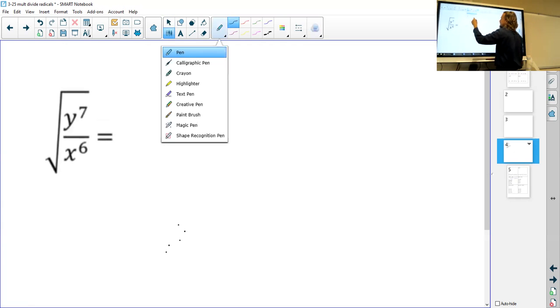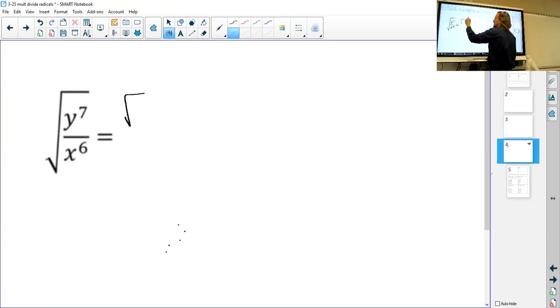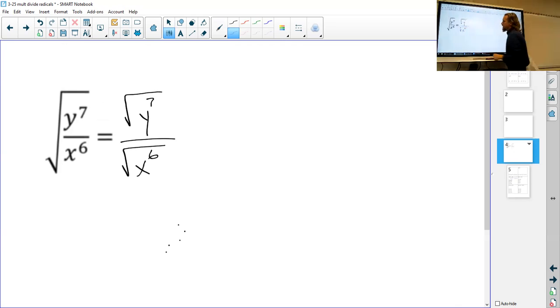So our second step, if you have a root going over the entire fraction, you can always rewrite that by separating it into top and bottom. Let's see, if we're just doing square root, or actually, there's 2 ways we can do this. Let's do it one way, and then we'll show you an easier way that involves a little bit of thinking.